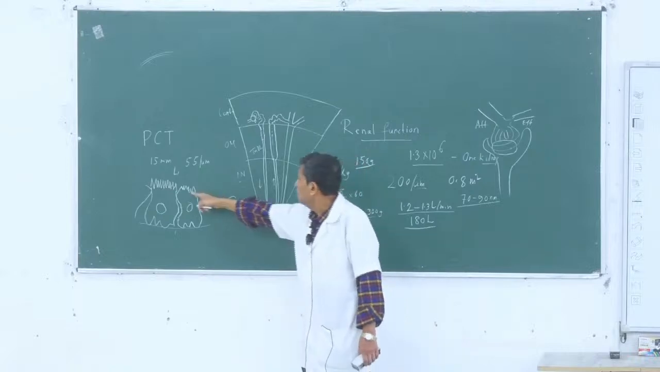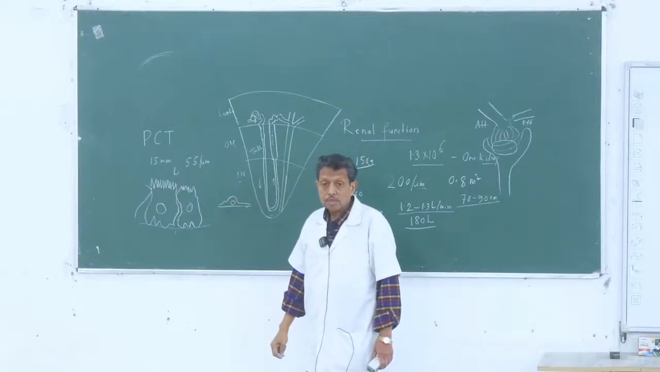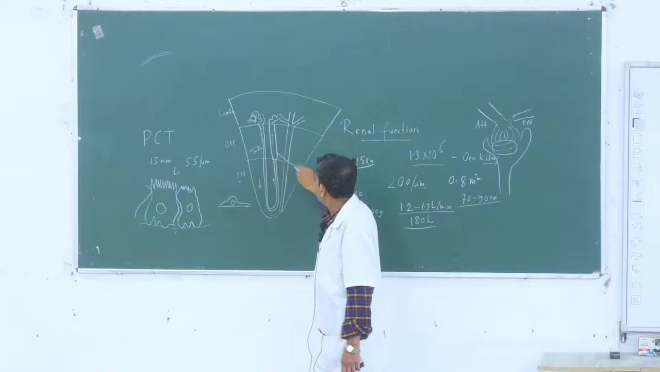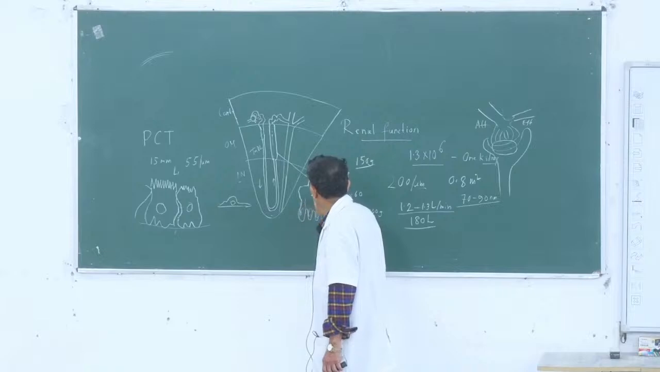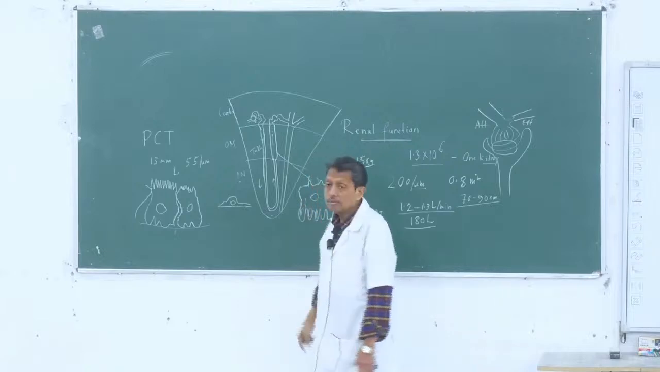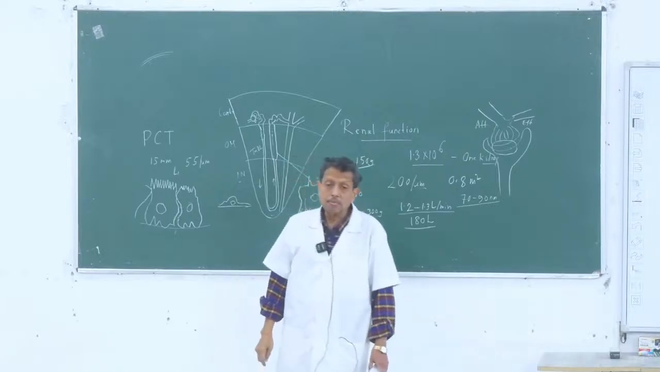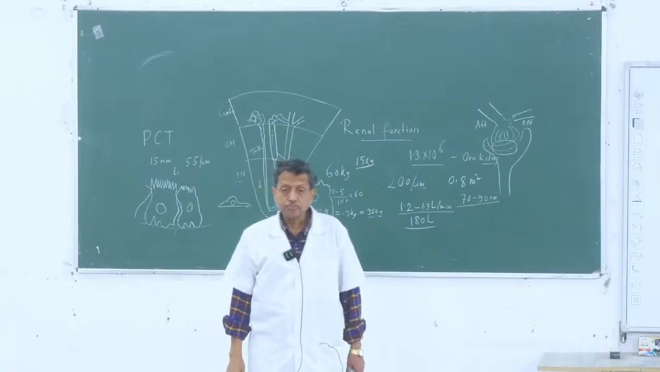But this type of brush border is not present. In this case there are some interdigitations, and the basal part is interdigitated, and the cells bear numerous mitochondria and nuclei. This is the thick ascending limb of the loop of Henle.